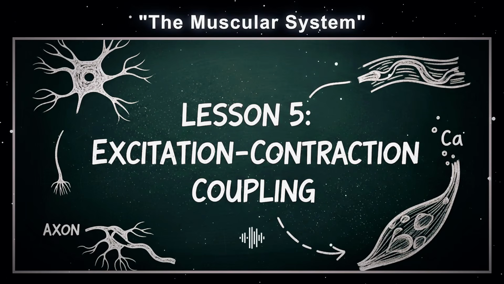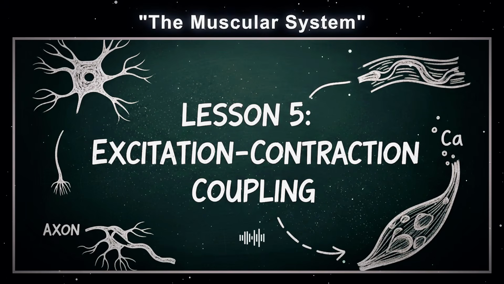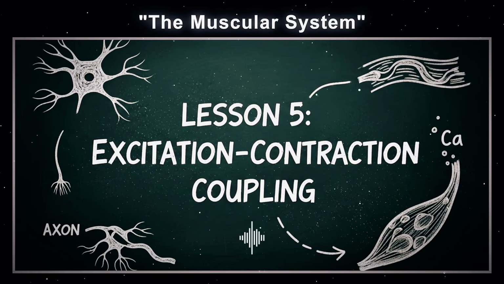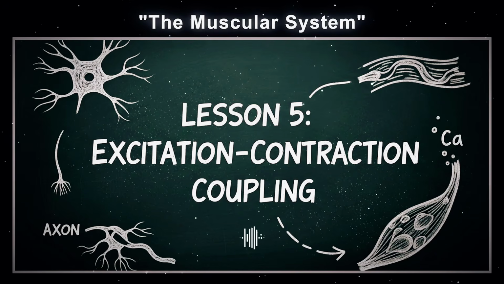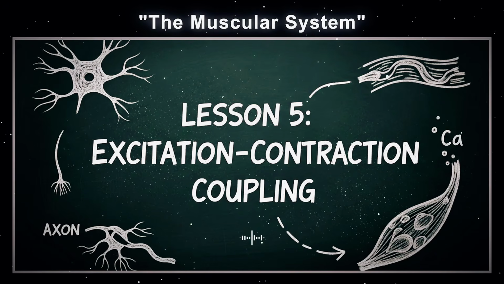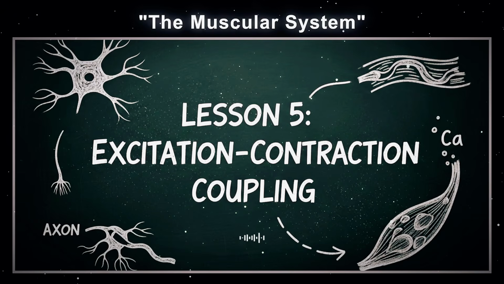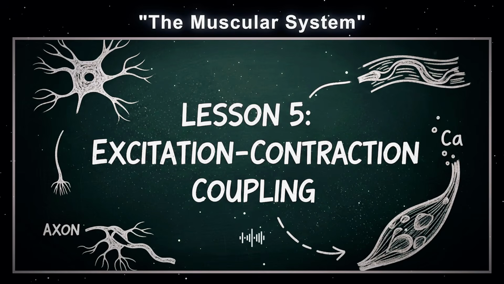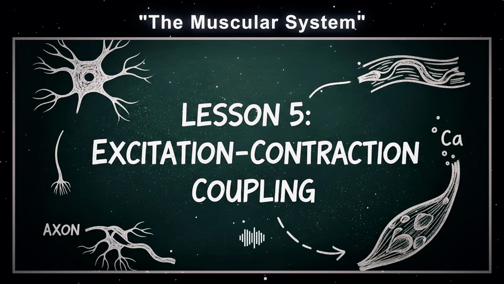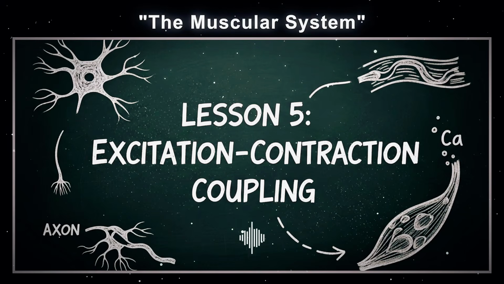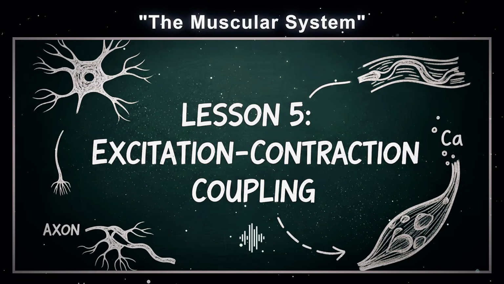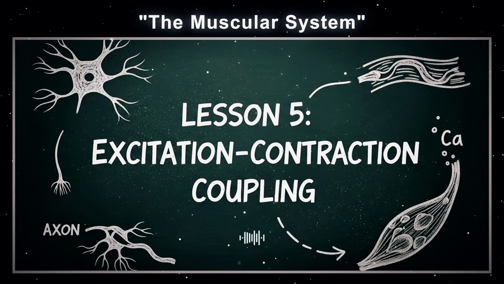You are here, in this quiet space, to learn about the incredible machinery that allows you to be here at all. In our last session, we stood at the banks of the neuromuscular junction. We watched as the nerve cell released its chemical messenger, acetylcholine, across the gap. We saw the muscle receive the letter.